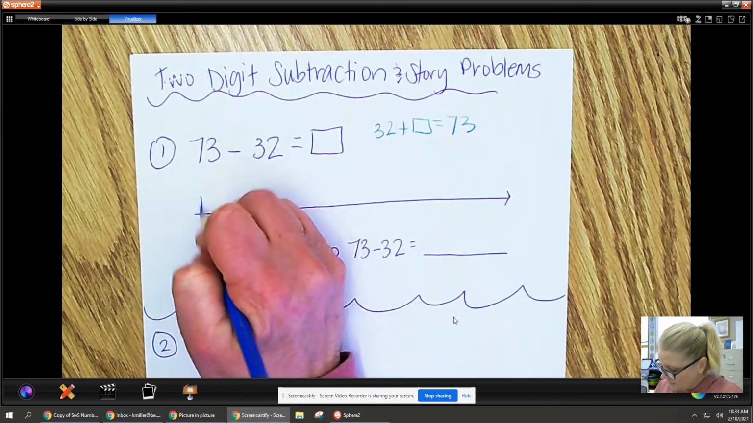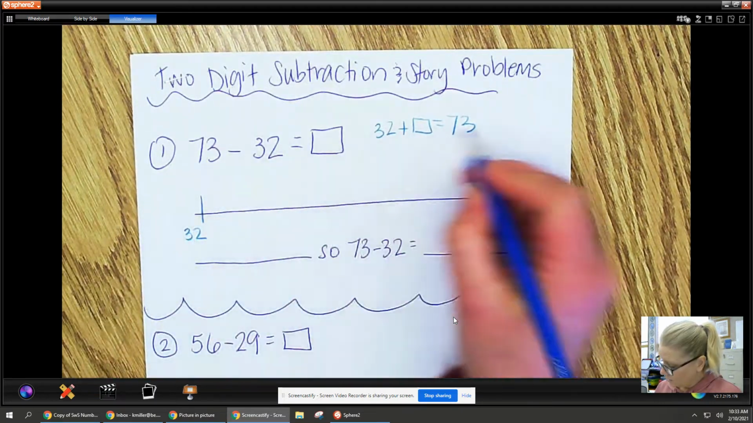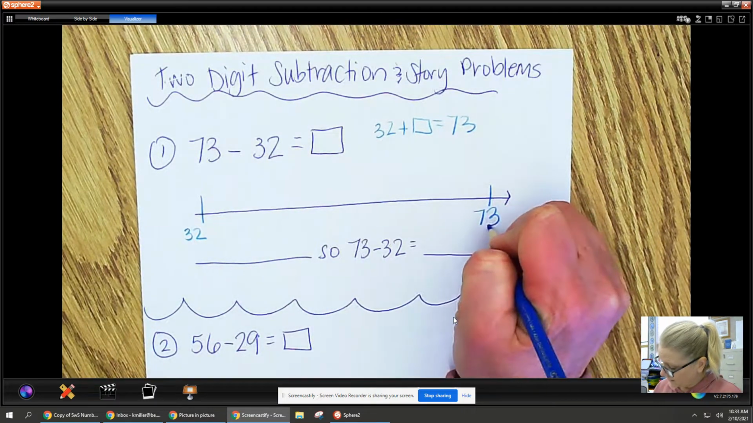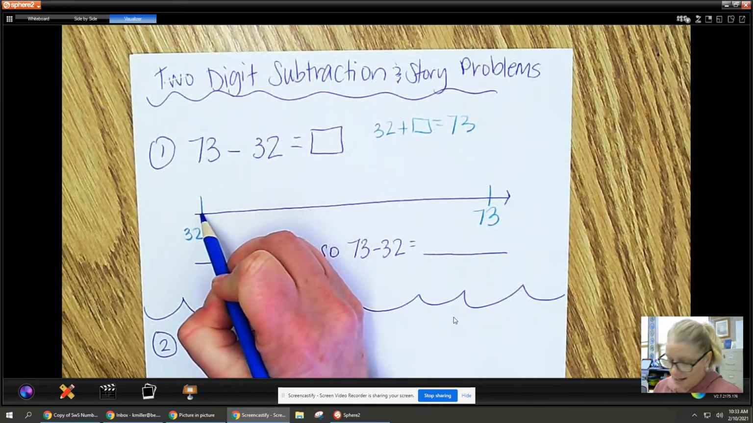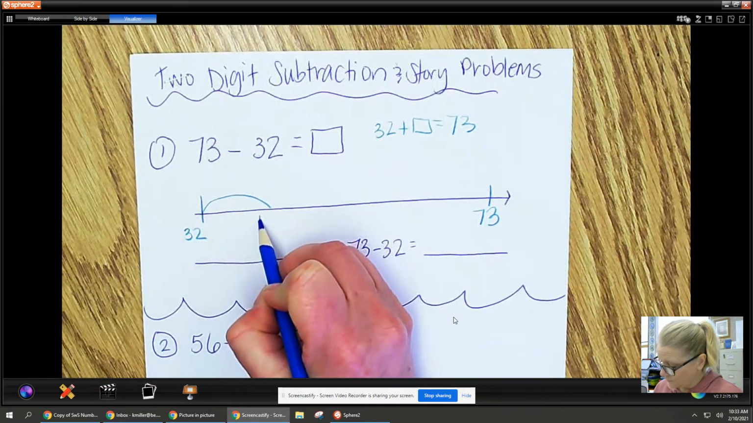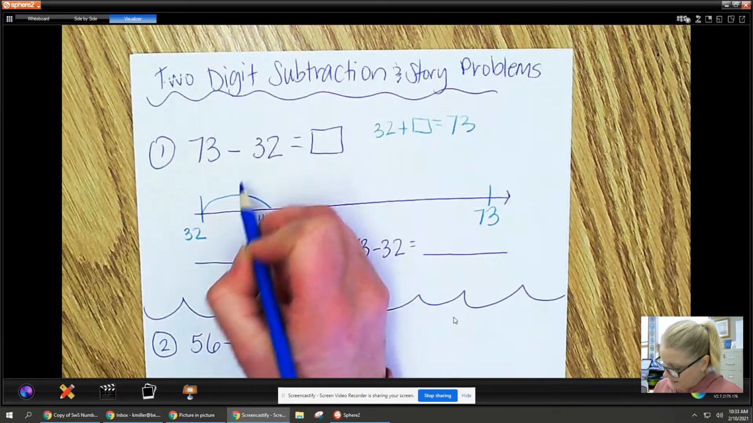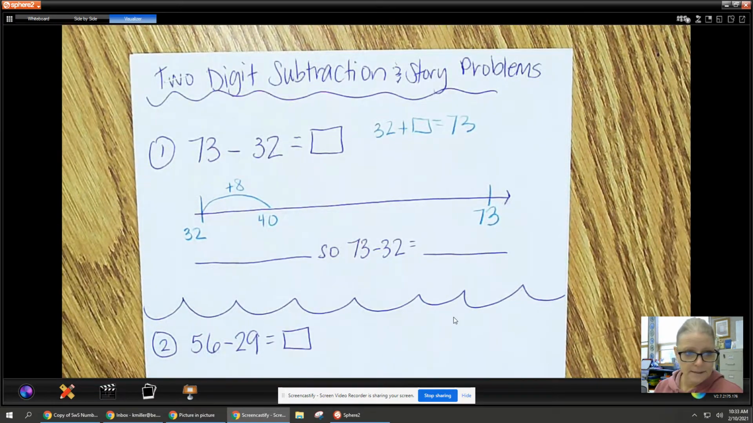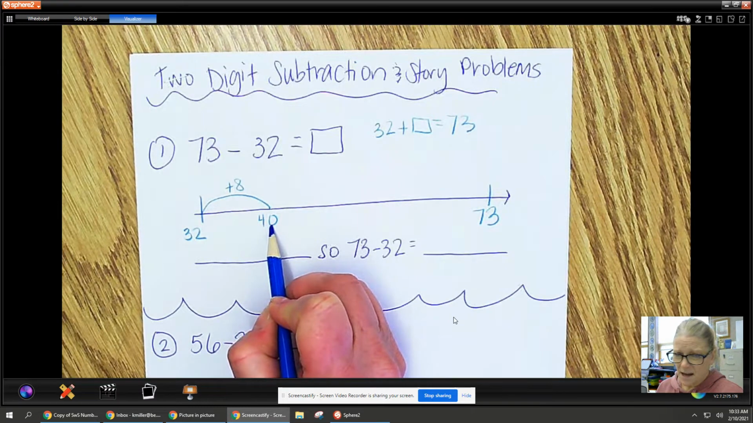On my number line, I'm going to start with 32, and I need to jump all the way to 73. Our first jump, we want to try to get to a number that has a 0 at the end. The number that I'm looking for is 40. 32 plus 8 is 40, so I just jumped 8. Now I'm at the mark with a 0 at the end, which makes it a lot easier to add.